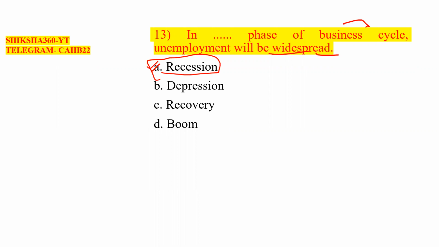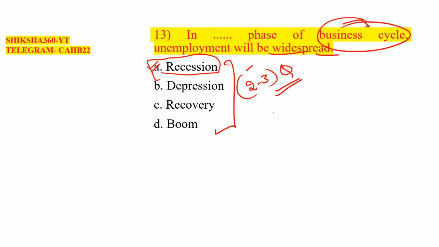I request the other students who are not able to answer this question to please go through the video. This is one video only on the business cycle, and they will definitely ask 2 to 3 questions from that chapter. These 4 points, recession, depression, recovery, boom, are covered under the business cycle. So in the recession phase of the business cycle, unemployment will be widespread.